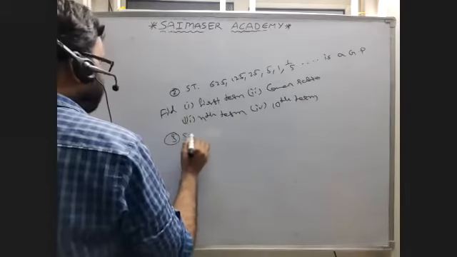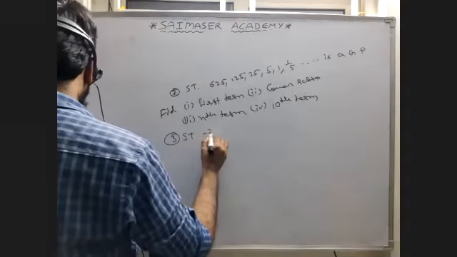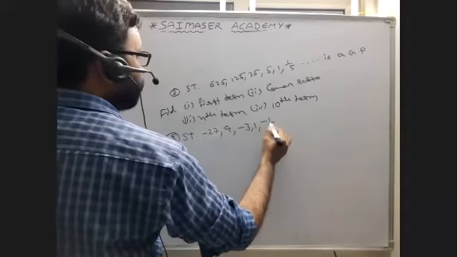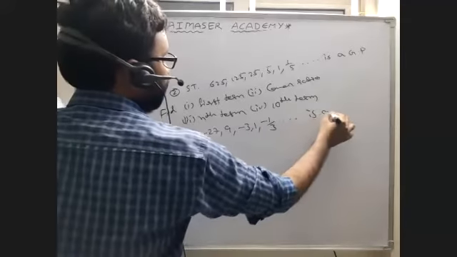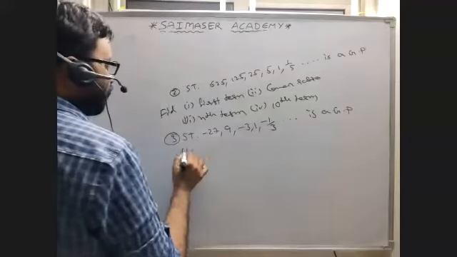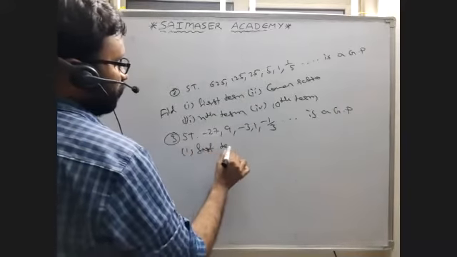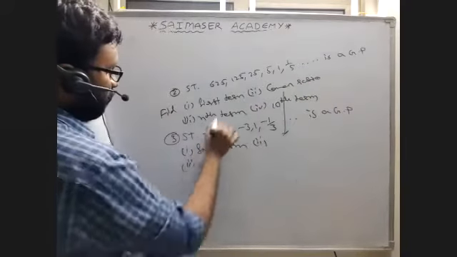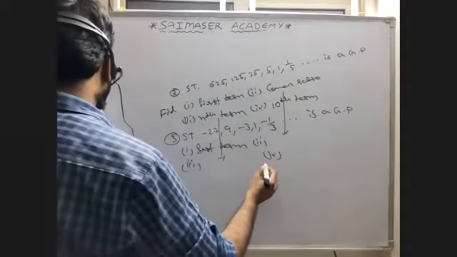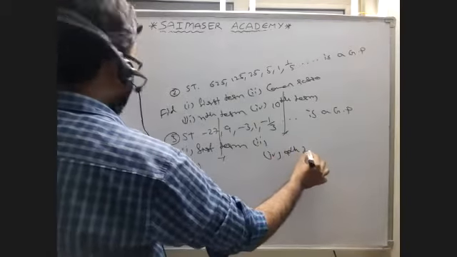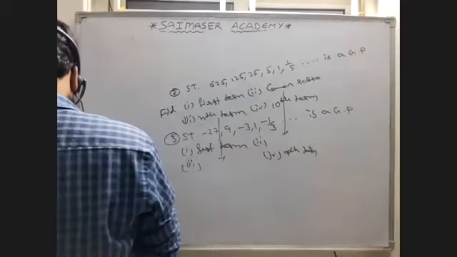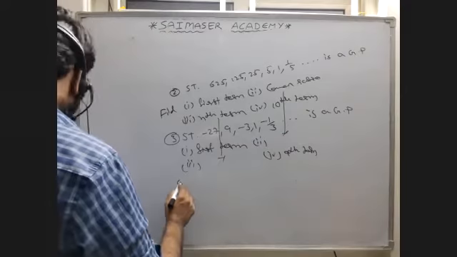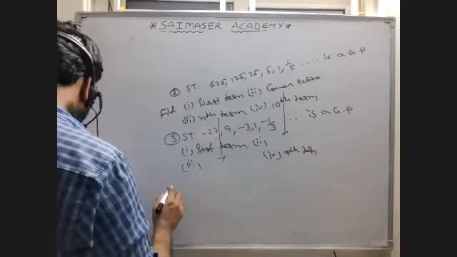Third question, show that the progression minus 27, 9, minus 3, 1, minus 1 by 3 is a GP. Find first term same, second also same, third also same, but the fourth one is the ninth term. If you do not get it, ask me tomorrow in tomorrow's class.